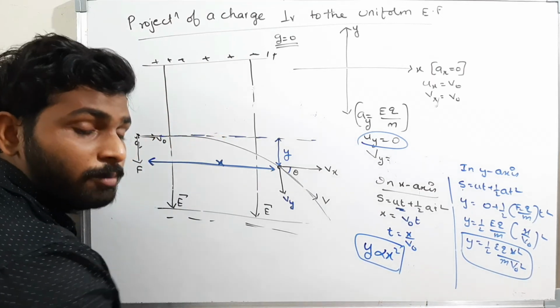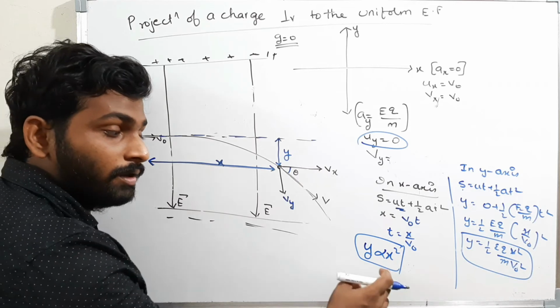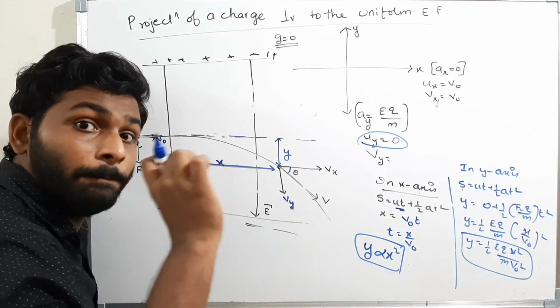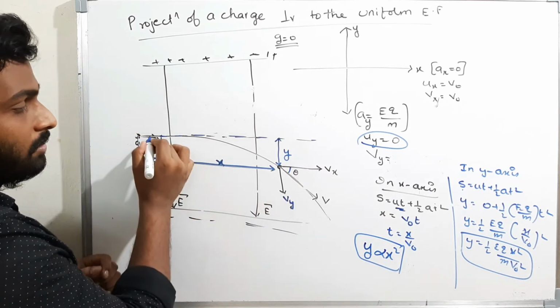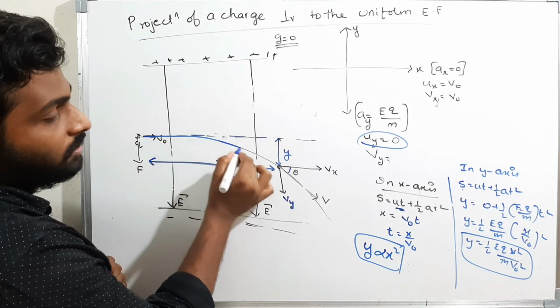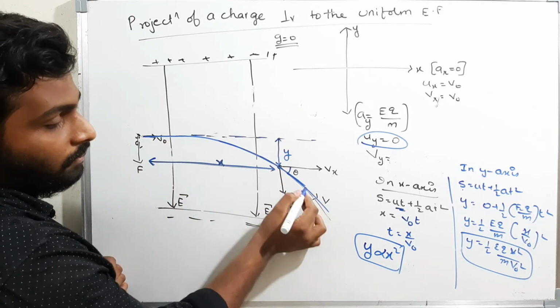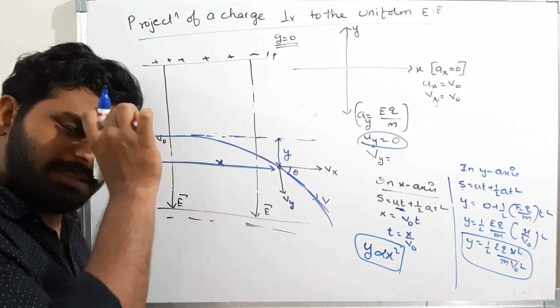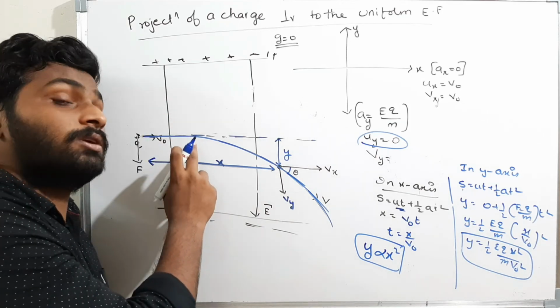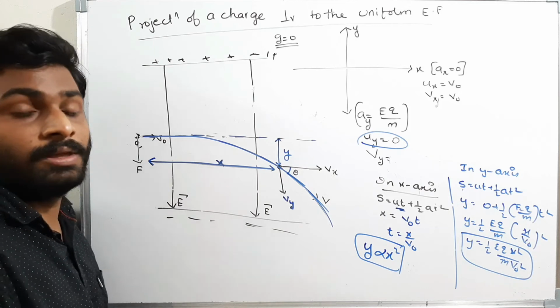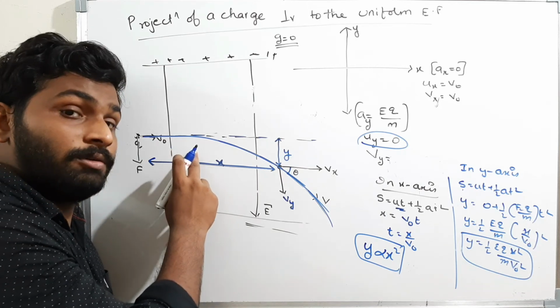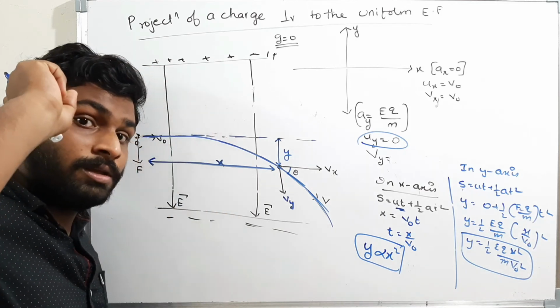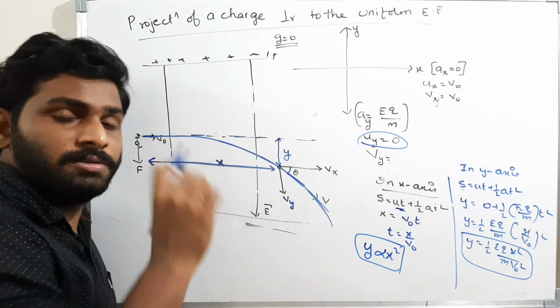If y is directly proportional to x square, then what is the meaning of that? That means the path is a parabolic path. That means the path followed by the charge in a uniform electric field is nothing but a parabolic path. It is simply like a horizontal projectile from a tower. If you are good with 2D, then this topic is a very easy topic.